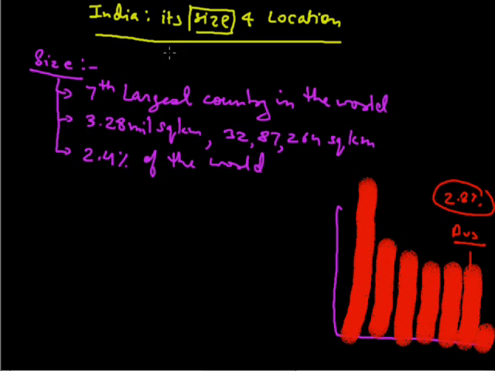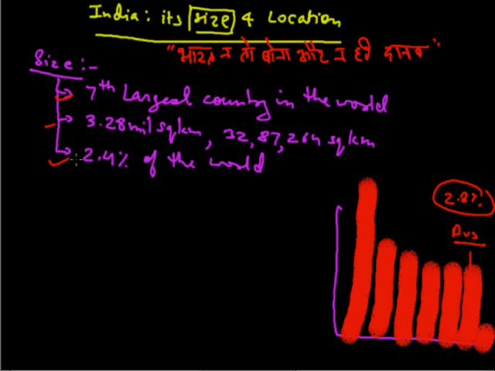So let us start the chapter with a question. There is a very famous proverb. It is actually in Hindi. Let me say it in Hindi. भारत ना तो बोना है और ना ही दाना. Means India is not too big and not too small a country. So here we see that India looks like a very big country, but it is only 2.4% of the world.